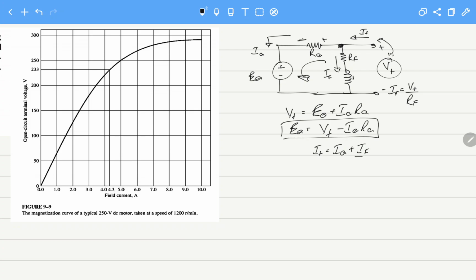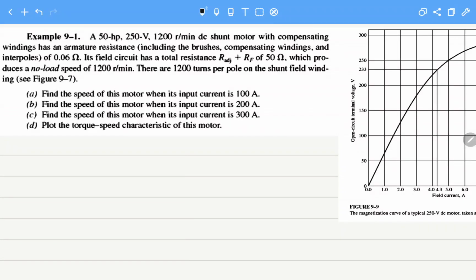So if we want to calculate the field current, this is how we can calculate it. So these are the fundamental equations for a DC shunt motor; for the DC generator they become the opposite, only the direction of the current is changed. Now let's look at the question.